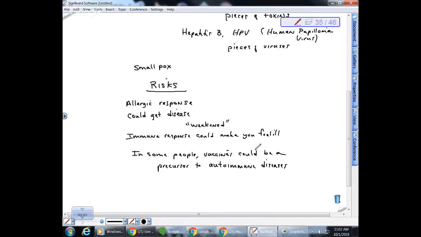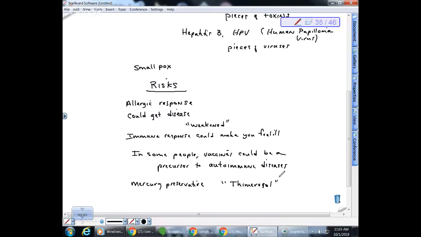Then there was a lot of controversy over a mercury preservative. So we know that mercury is a neurotoxin. And so there was some concern. It's actually a form of mercury called thimerosal. So it's not like taking mercury from a thermometer and putting it into the solution, right? Thimerosal is just a form of mercury, which is a preservative in things like the flu vaccine.